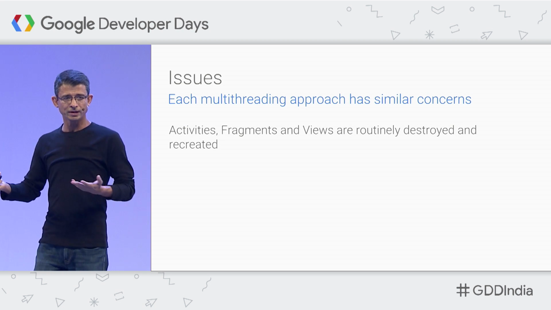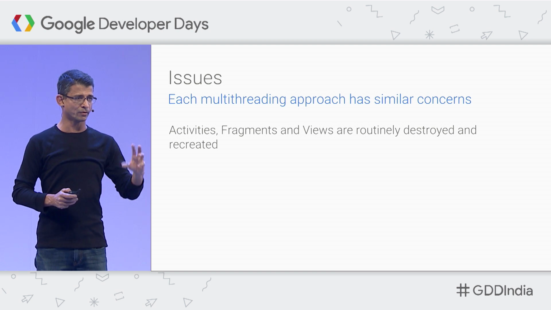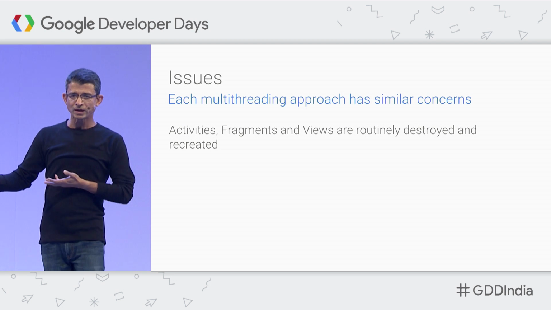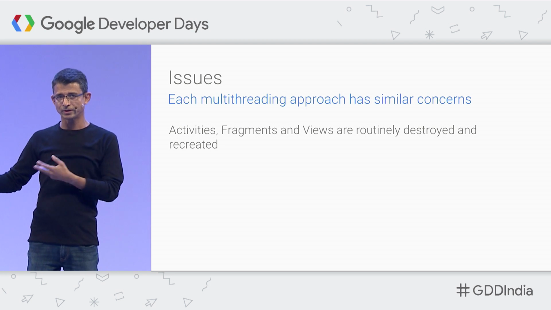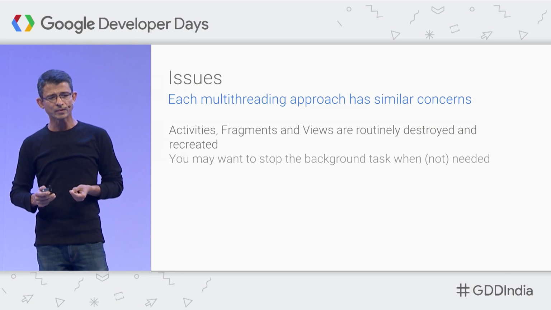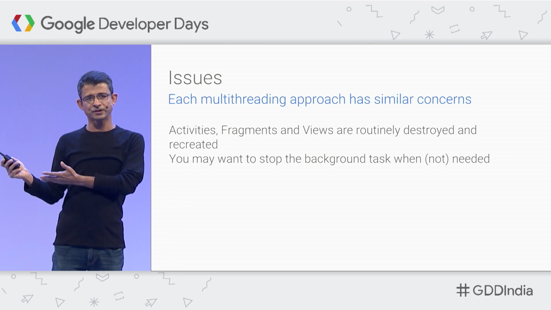So activities, fragments, and views, as you know, are routinely destroyed and recreated. You rotate the phone, the activity goes away, and a new one is created. So if you're doing multi-threading, you have to be aware of that. You have to make sure that you're not holding on to a stale reference of an activity which just got destroyed. If you're running a background task, you may also want to stop that task when it is not needed.